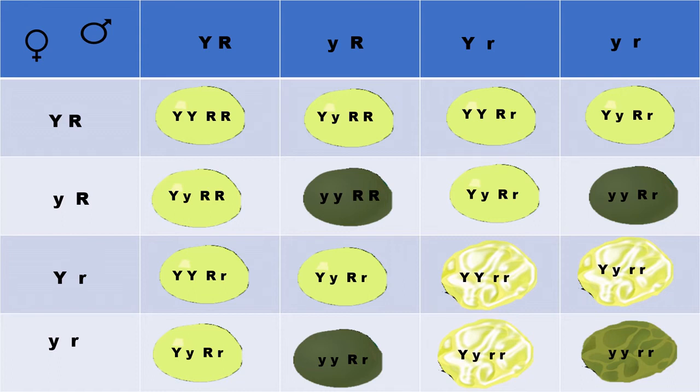And observe here, green round seeded and yellow wrinkled seeded plants were new to the cross. These traits were not observed in the past two generations. Where did they come from?